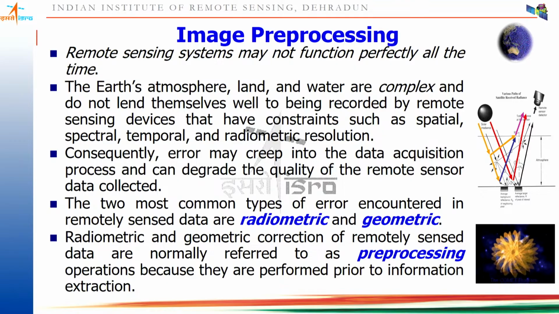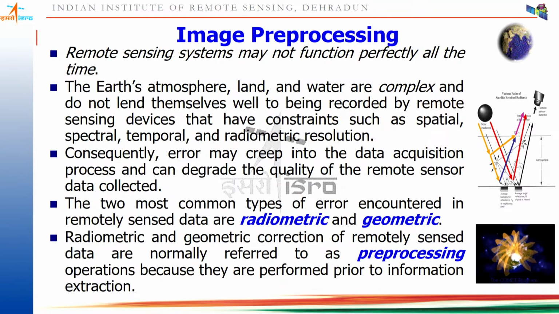Now, why do we need to do image pre-processing? Because the remote sensing systems, meaning sensors on board satellites which are continuously orbiting around the Earth, may not function perfectly all the time. Of course, they are calibrated before being flown on board the satellite, but they may go out of calibration. I'm not saying that necessarily they will not function perfectly, but they may not function perfectly all the time.